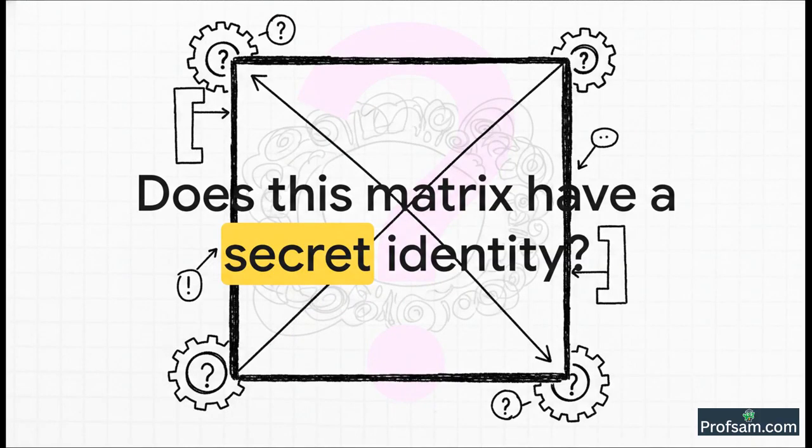Okay, so our investigation starts now. Just look at the screen. What do you see? It looks like a normal, simple square matrix, right? But is it? Could there be something hidden inside? Well, that's the big question, and that's the case we are going to crack today. Let's find out if this matrix has a secret identity.